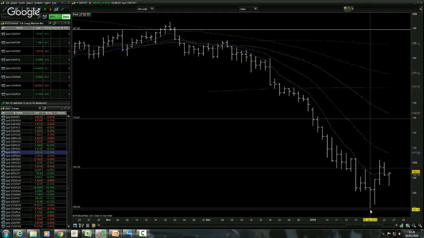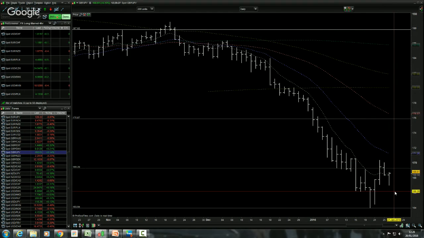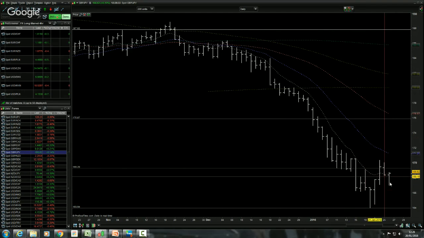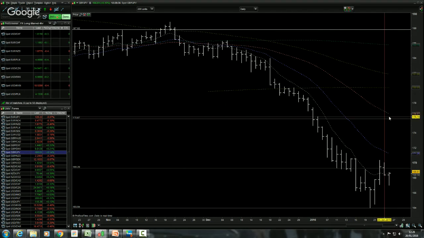So I'll be looking for the first move higher. I'll be looking for the second move lower, which shouldn't take out this low here. Then the next leg higher, so you complete your ABC retrace, and I'll be looking to get in short at either the 20, or if it does go higher, at the 50.